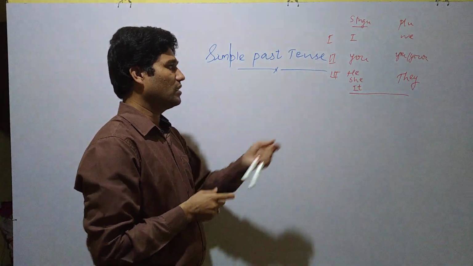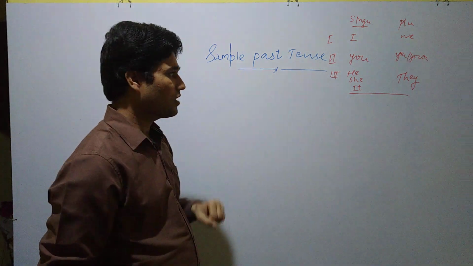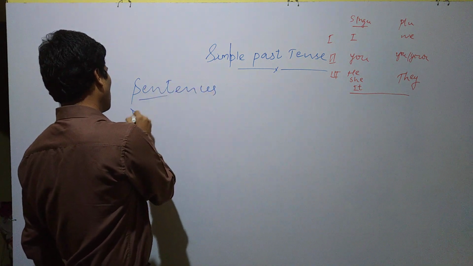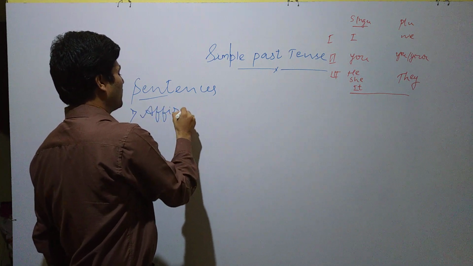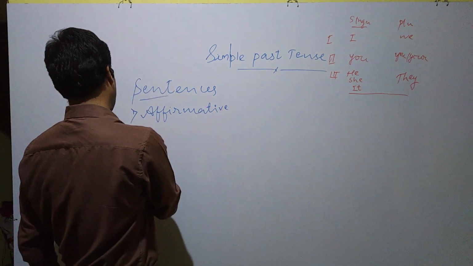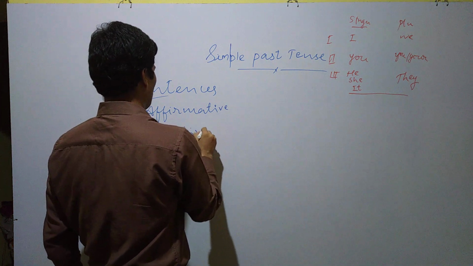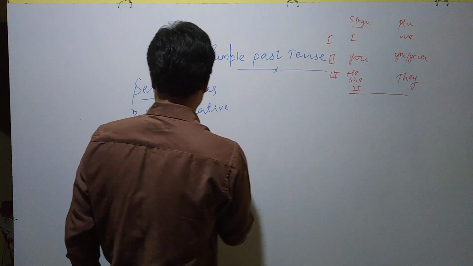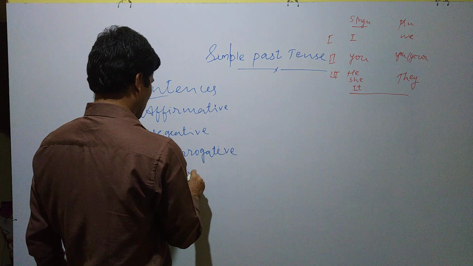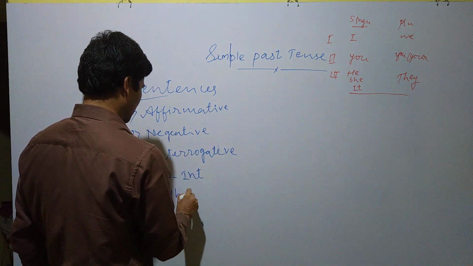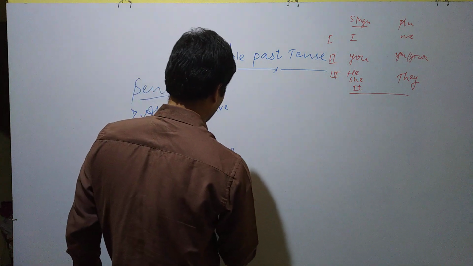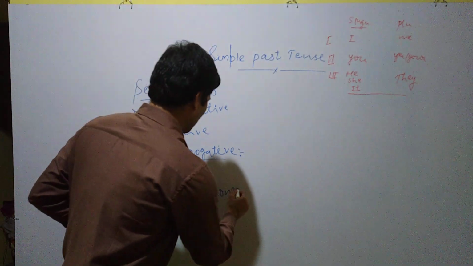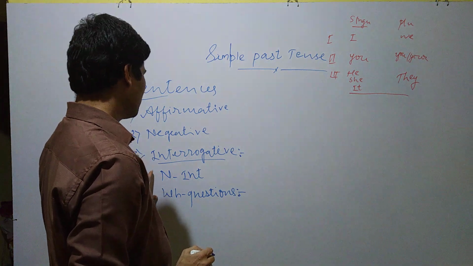With the help of these subjects we do the construction of sentences. We have different types of sentences. First, the affirmative sentence. Second, the negative sentence. Third, the interrogative sentence. Fourth, the negative interrogative. And fifth, wh-questions. Interrogative sentences have yes-no type questions, and the second type is wh-questions. Both of these are questions.